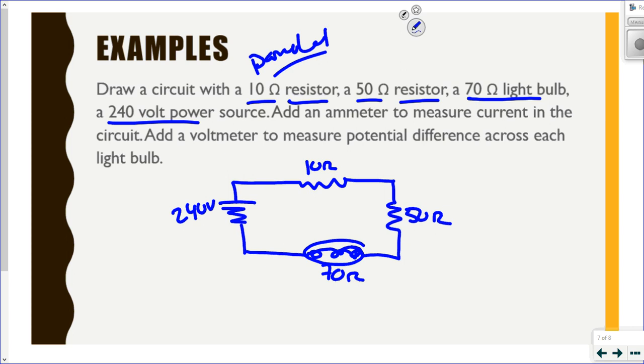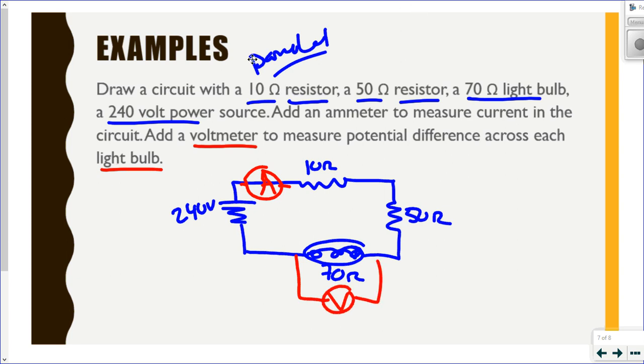And I've got my circuit. I'm sorry, this one's in series. I'll do the parallel one in a second. So I've got my circuit. We're going to add an ammeter to measure current. Again, make a little break and put your ammeter right into the circuit. And if I want to measure volts across each light bulb, again, here's my light bulb. There's my voltage in parallel.